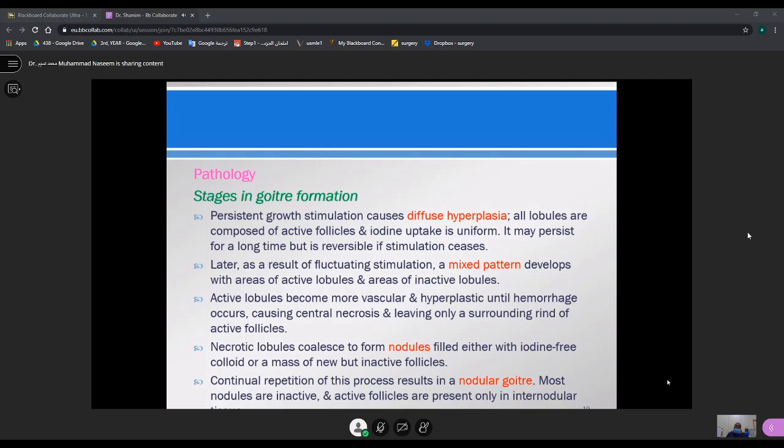Now the active lobules become more vascular and hyperplastic until hemorrhage occurs. This causes central necrosis, leaving only a surrounding rim of active follicles. Whereas necrotic lobules join together to form nodules, which are filled either with iodine-free colloid or a mass of new but inactive follicles. This process goes on and on, and continuous repetition of this results in nodular goiter. Most of the nodules are inactive, and active follicles are present only in internodular tissue. This means thyroid hormone is not produced within the inactive nodules, but there are some areas of thyroid follicles present in between the nodules which are producing thyroid hormones.